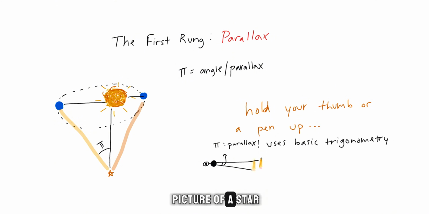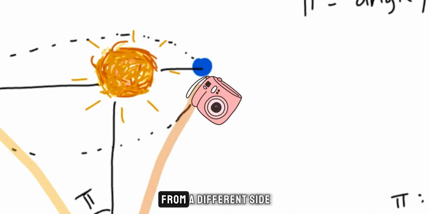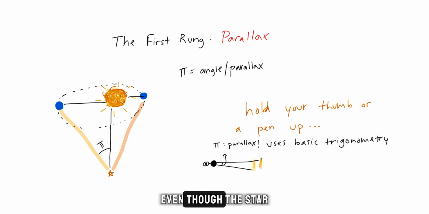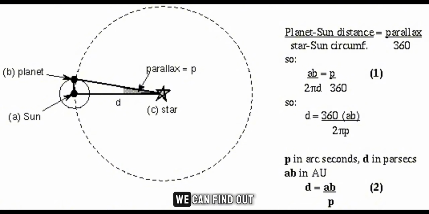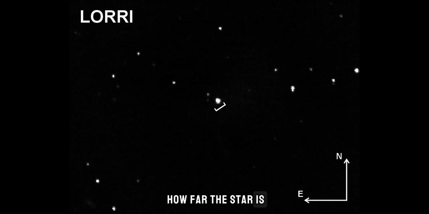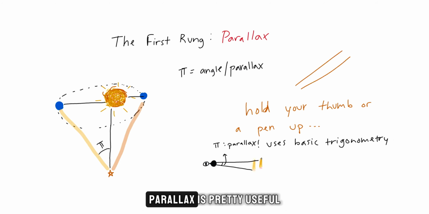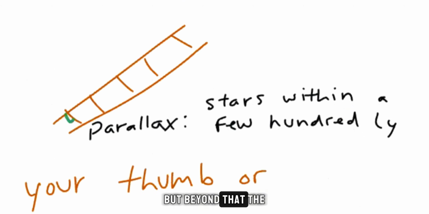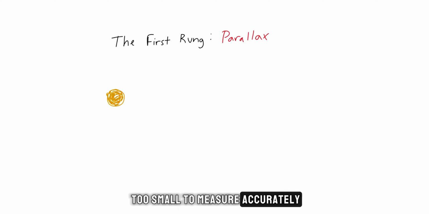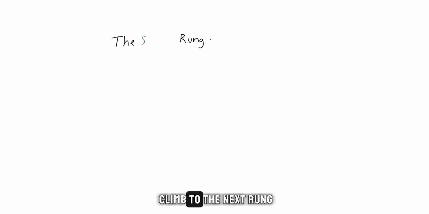When we take a picture of a star from one side of Earth's orbit and the same picture of the same star from a different side of Earth's orbit, even though the star is very far away, it still seems to have shifted just a slight bit. And using that parallax angle and simple trigonometry that we learned in high school, we can find out how far this star is. Parallax is pretty useful for stars within a few hundred light years. But beyond that, the angles get a bit too small to measure accurately. So it's time to climb to the next rung.